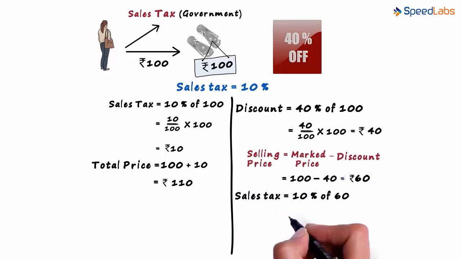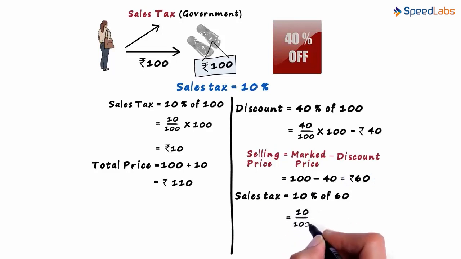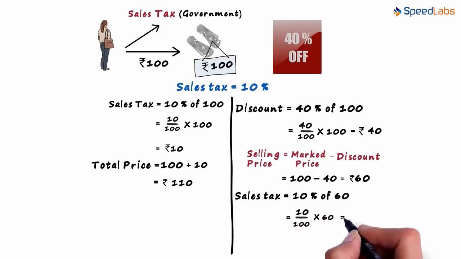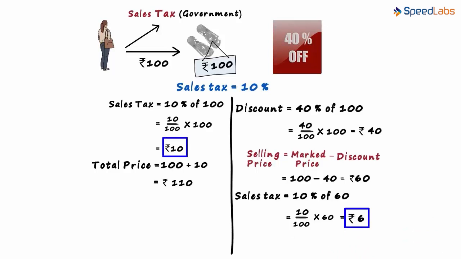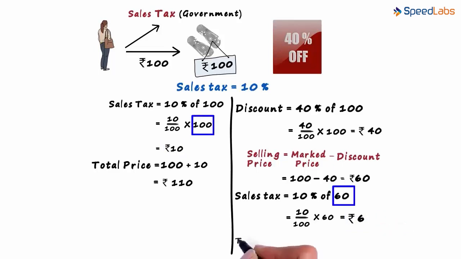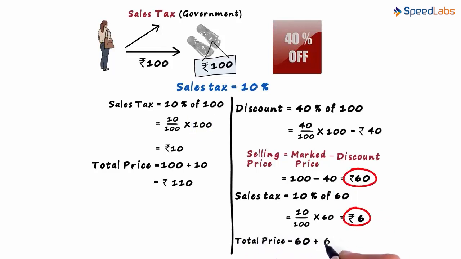It will equal 10 by 100 multiplied by 60. 10 times 10 is 100 and 10 times 6 is 60. Hence, the sales tax equals 6 rupees. Compare the sales tax in each case. Here, it's lesser since the percentage was calculated over the selling price, which is lesser than the marked price. So the total price you will pay this time is 60 rupees plus 6 rupees, that is 66 rupees in all.